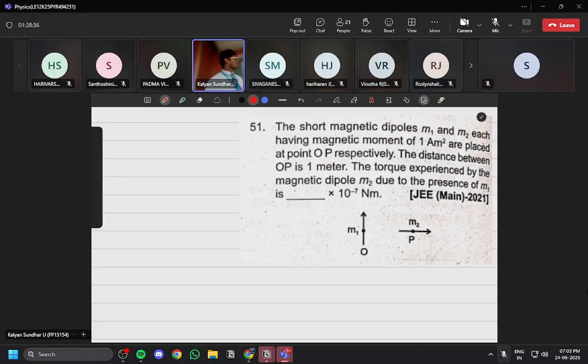Right, sir. So torque due to this dipole. Torque on the second will be equal to M2 into magnetic field. Who will be producing the magnetic field? Due to the first dipole. Look at the dipole direction, it is like this. This point is equatorial to the dipole.